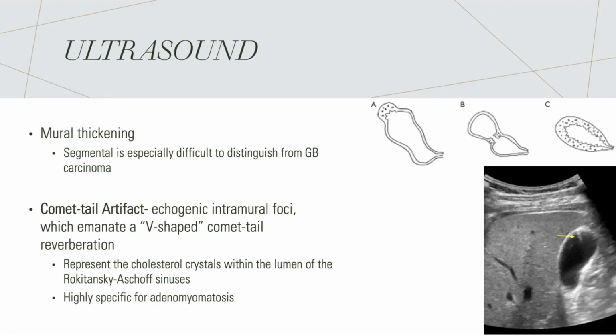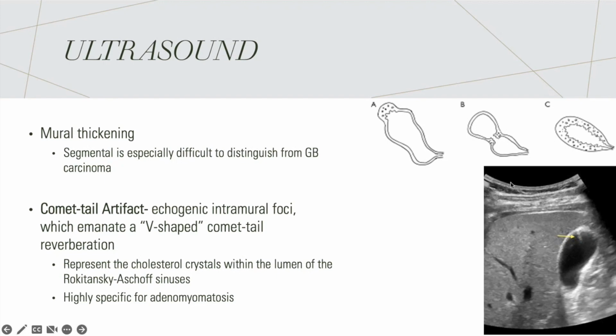So one important finding that we do see on ultrasound that is highly specific for adenomyomatosis is something called the comet-tail artifact. So echogenic intramural foci, which emanate a V-shaped comet-tail reverberation. So we see that here in our image.